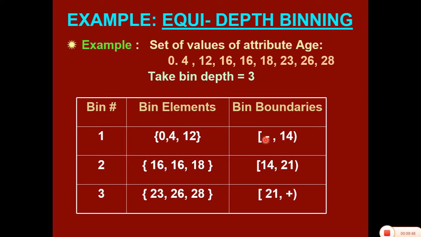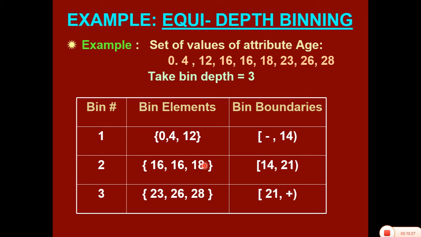Now you are supposed to define the boundaries. So initially it will be dash. In second bin it should be 16, 16, 18. And in third bin it should be 23, 26 and 28. So now just take the largest element in bin 1, that is 12, and the lowest element in bin 2, 16. Take the mean. So 16 plus 12 is equal to 28, and 28 divided by 2 comes to 14. So the first boundary will be dash to 14, and the second boundary will start from 14.